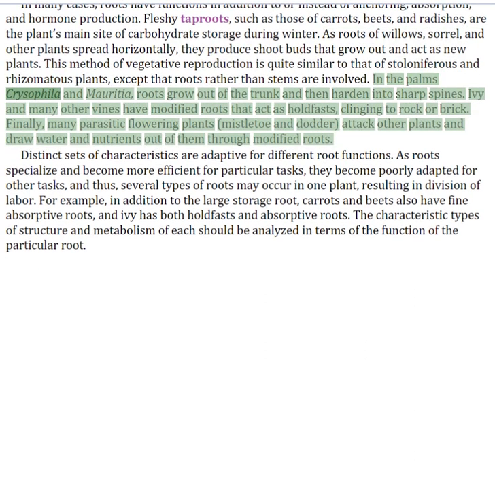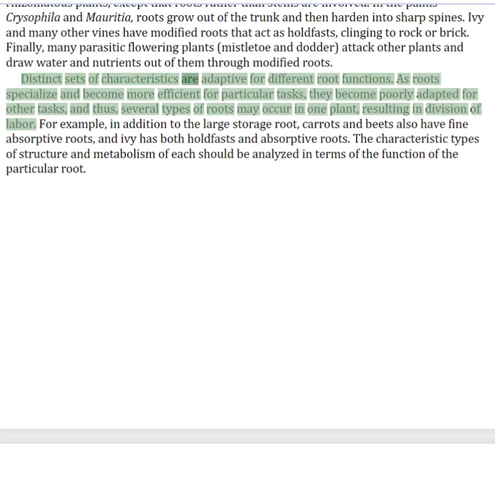In the palms Chrysophila and Mauritia, roots grow out of the trunk and then harden into sharp spines. Ivy and many other vines have modified roots that act as holdfasts, clinging to rock or brick. Finally, many parasitic flowering plants attack other plants and draw water and nutrients out of them through modified roots. Distinct sets of characteristics are adaptive for different root functions.